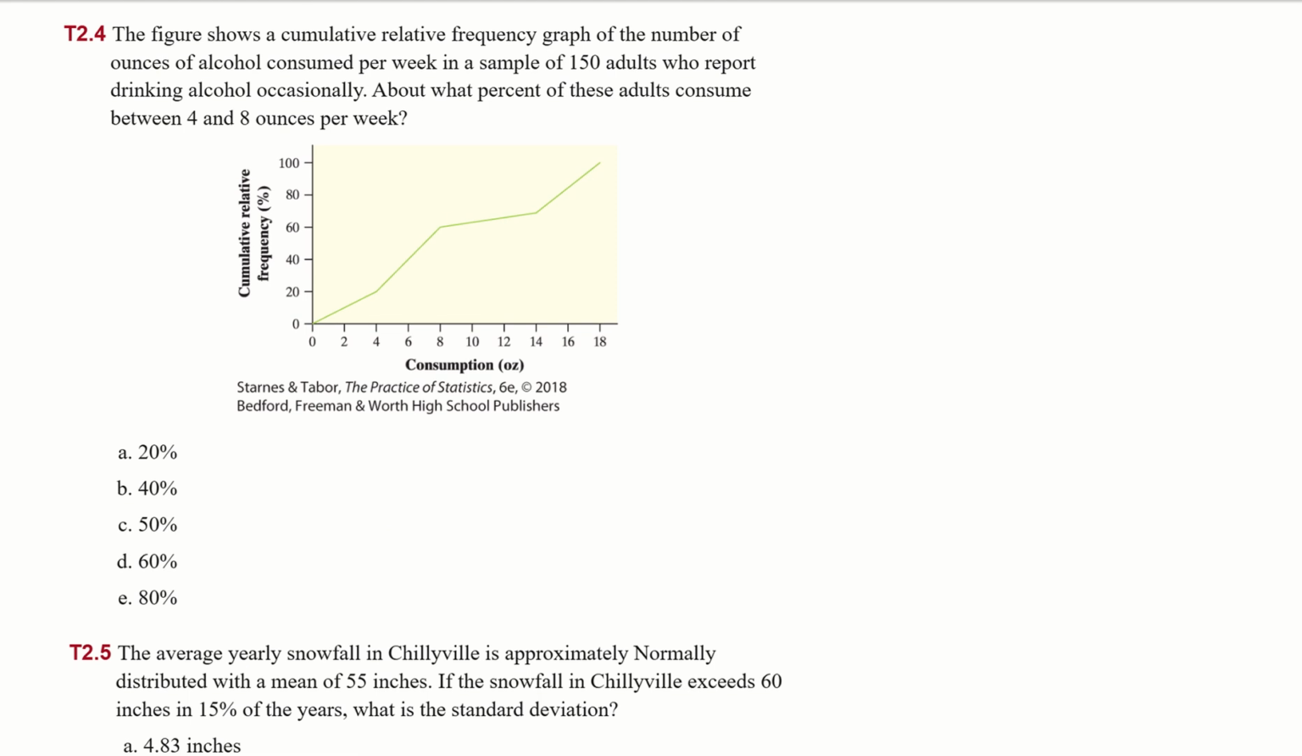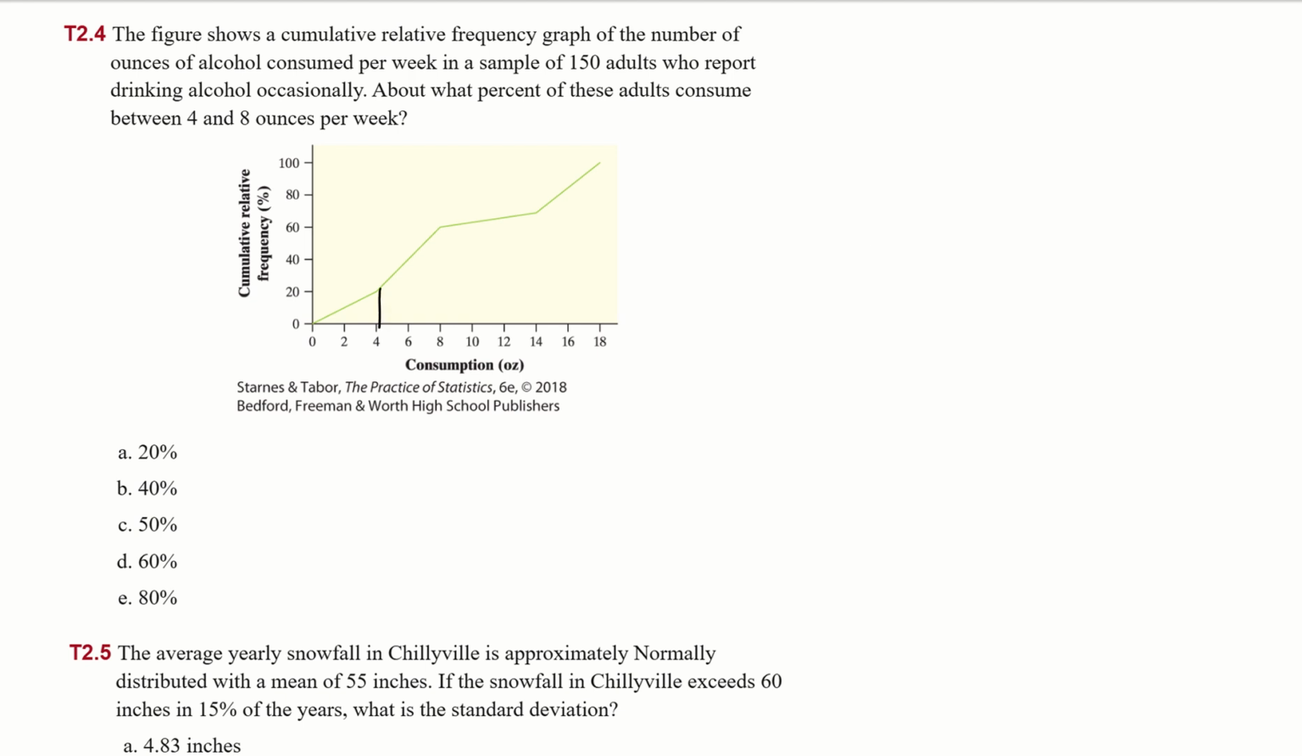All right, so the figure here shows a cumulative relative frequency graph, also known as an ogive, of the number of ounces of alcohol consumed per week in a sample of 150 adults who reported drinking alcohol occasionally. About what percent of these adults consume between 4 and 8 ounces per week? Okay, so between 4 and 8 ounces.